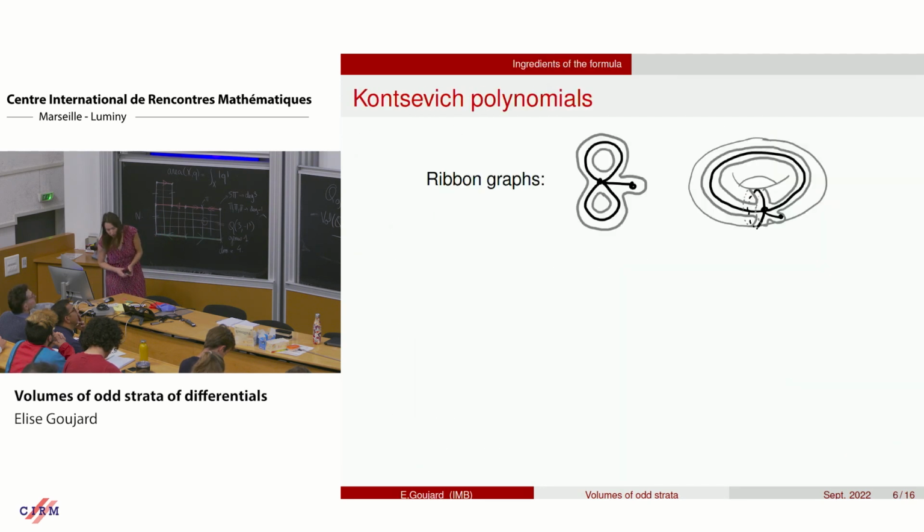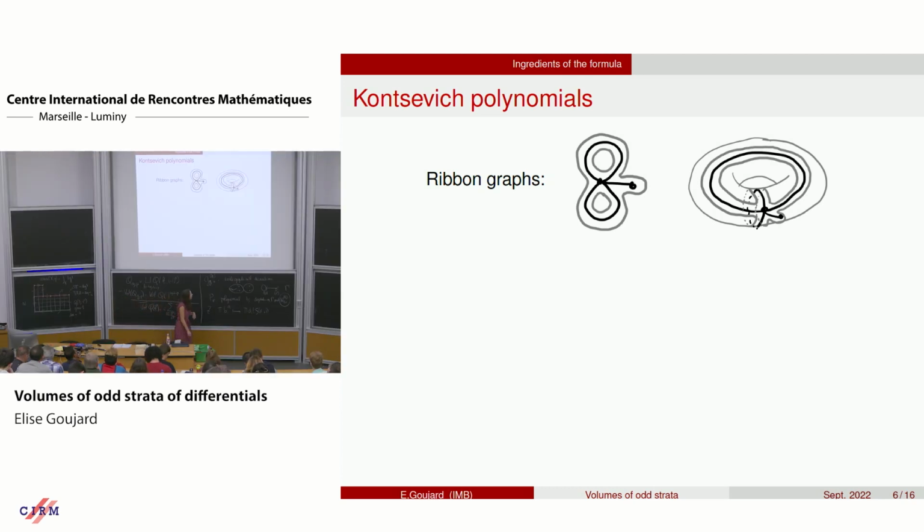Okay, so let me define these polynomials that I will call Kontsevich polynomials. And I need to go back to ribbon graphs. So we saw already ribbon graphs in the talk of Francisco yesterday. You can think of them as graphs with a cyclic ordering at each vertex, or as graphs embedded in surfaces. This is how I choose to look at them.